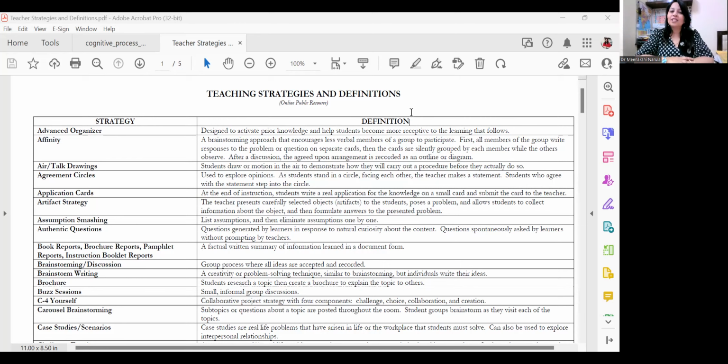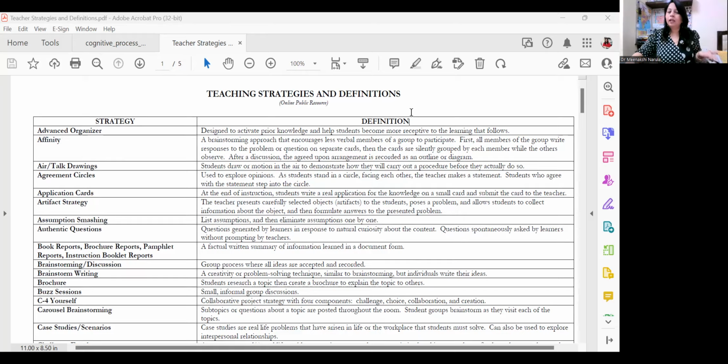Next is agreement circles, used to explore opinions. As students stand in a circle facing each other, the teacher makes a statement. Students who agree with the statement step into the circle, right? Students are standing outside. If you have shared a statement with them, like, today I was discussing with my teachers, and one of the teachers shared that she was talking about living and non-living things, where she did a stand and sit activity.